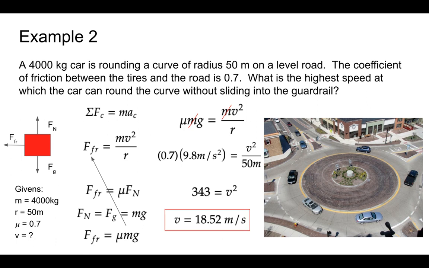Now, this is an actual calculation that an engineer would go through in order to know what kind of speed limit to post on a freeway off-ramp or a roundabout or something like that. And again, it's very important: mass doesn't matter, right? It cancels out in the equation.